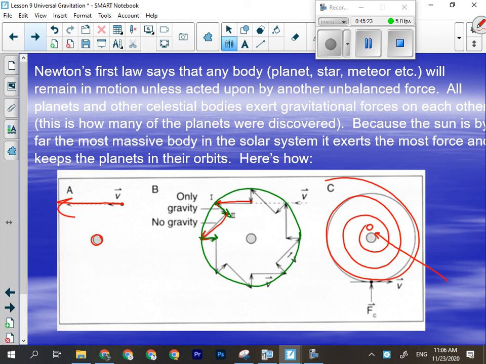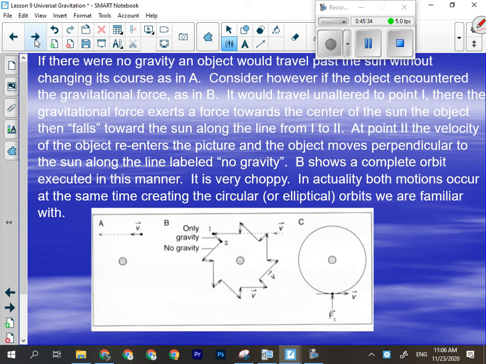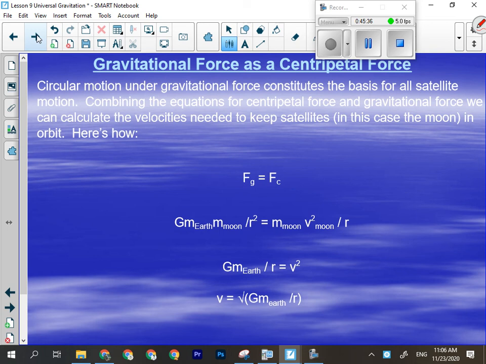All right, everybody okay with that idea there? So gravity can act as a centripetal force. That's how orbits are achieved. All right, so that's just the explanation we just went through.